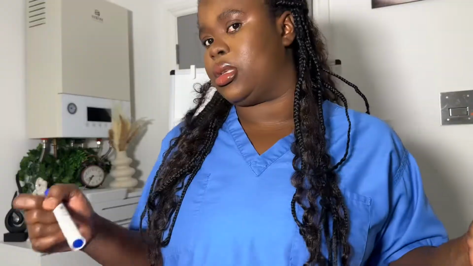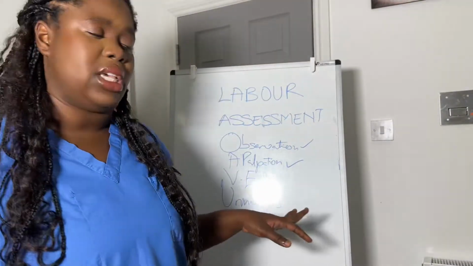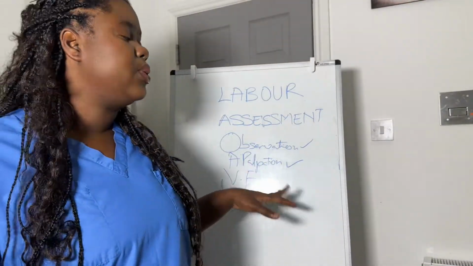Even if you are 1 and 2, the baby has come below the ischial spines, and we will say that the head is low. So we check the station. Then we move on to the cervix.